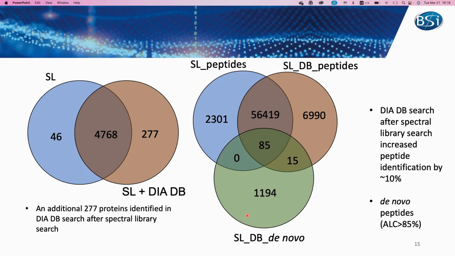And additionally, around 1,200 peptides were identified in the de novo sequencing step when setting the ALC average local confidence threshold to 85%.